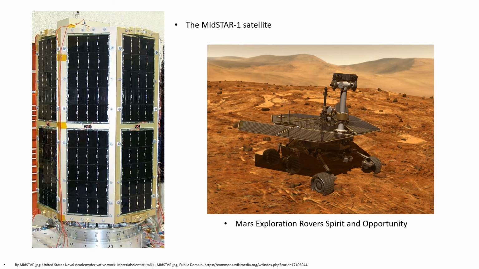Here in the picture is the satellite MidStar 1, assembled with high efficiency triple junction gallium arsenide solar cells covering the sides. The second picture is the Mars exploration rovers Spirit and Opportunity with the solar panels made of gallium arsenide.